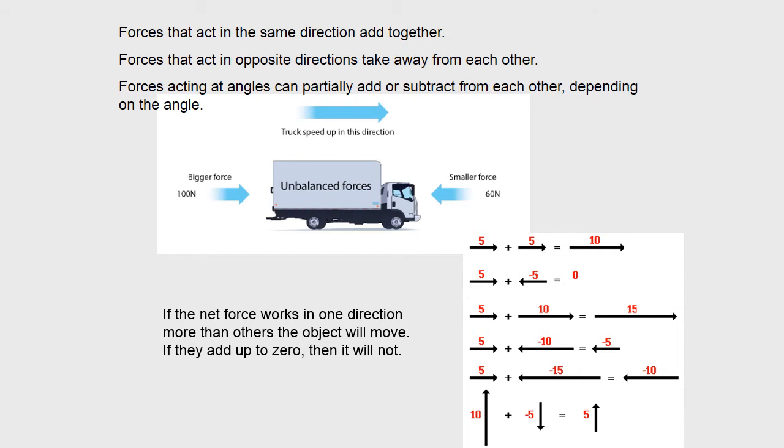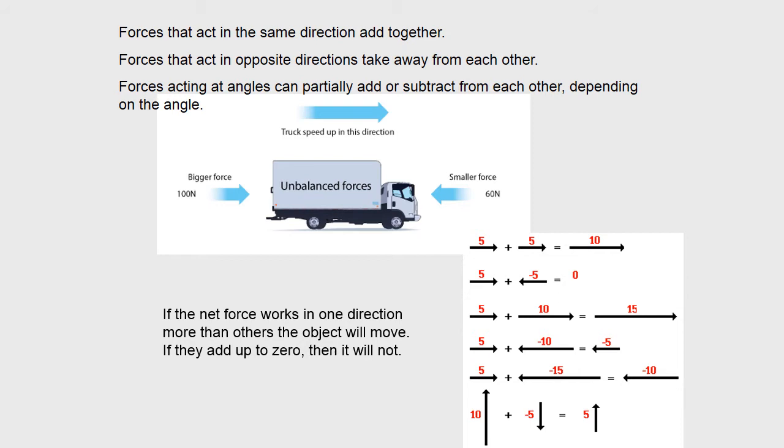Looking at the truck here at the center of the page, we can see that there is a 100 Newton force working to the right and a 60 Newton force working to the left. Since those forces are working in opposite directions, they take away from each other. So 100 minus 60 leaves us with a net force of 40 acting to the right. This means that the truck will accelerate to the right. Towards the bottom right of the page, there are some other examples of forces or combination forces that we can use for practice.